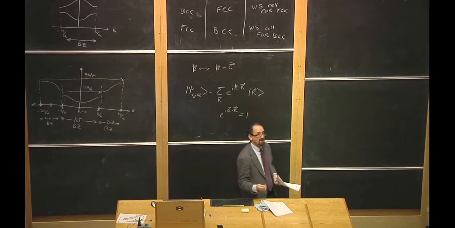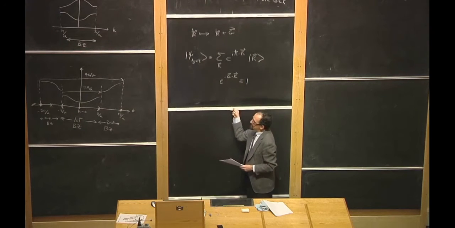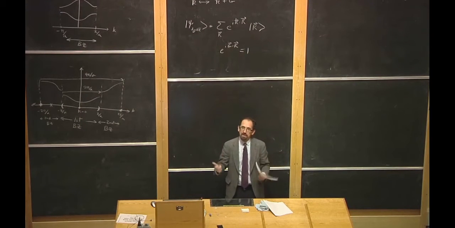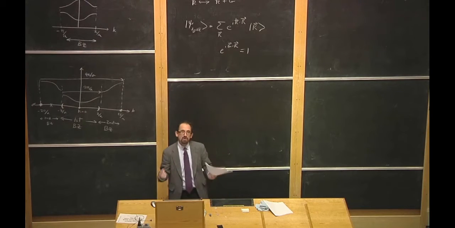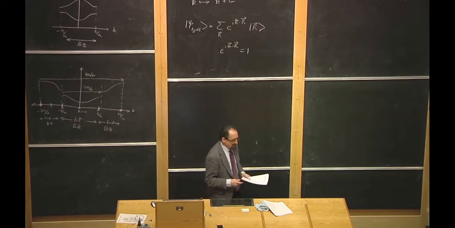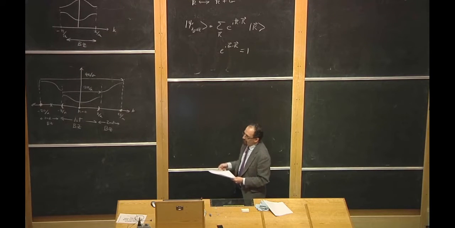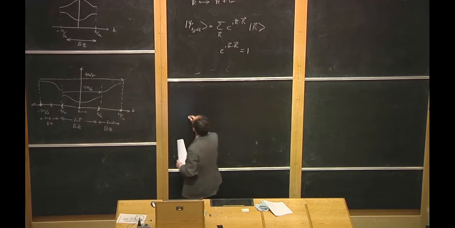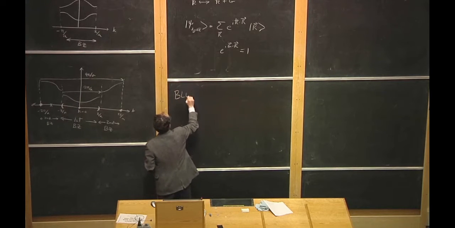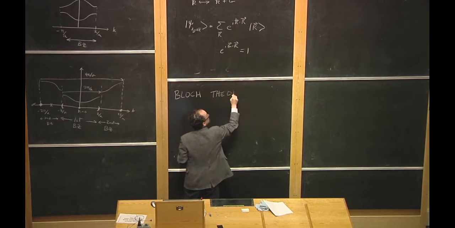So, but you might ask whether this is just a property of the tight binding model, or if this is actually something that's general. This is a really important question, and it came up very shortly after the discovery of the Schrodinger equation. Schrodinger discovered his equation in 1926. In 1928, people were already worried about this issue, and it was resolved very famously by Felix Bloch, and what's known as Bloch's theorem.